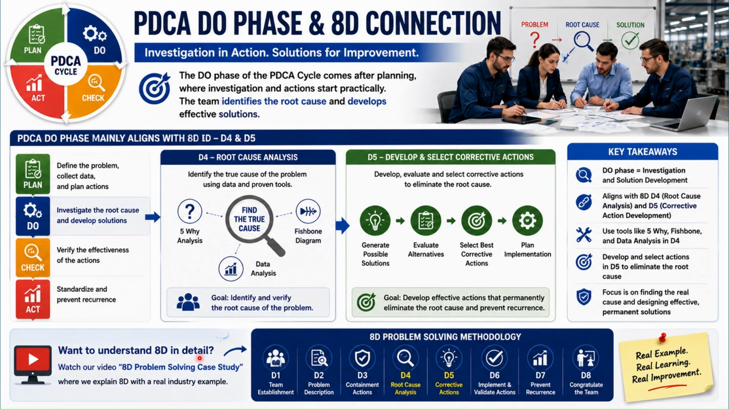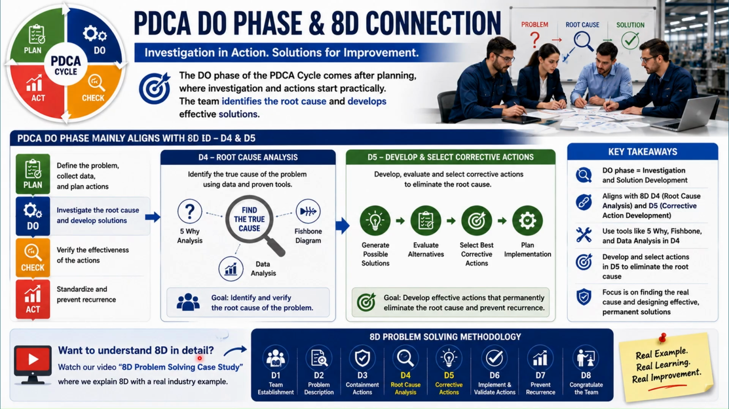Now let's see how the do phase of the PDCA cycle connects with the 8D problem-solving methodology. The do phase follows the planning stage, where investigation begins and the planned activities are put into action. During this stage, the team works to identify the root cause of the problem and develop effective solutions. When we compare PDCA with 8D problem solving, the do phase aligns most closely with D4 and D5.